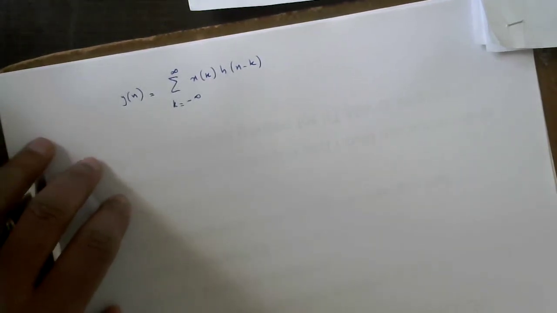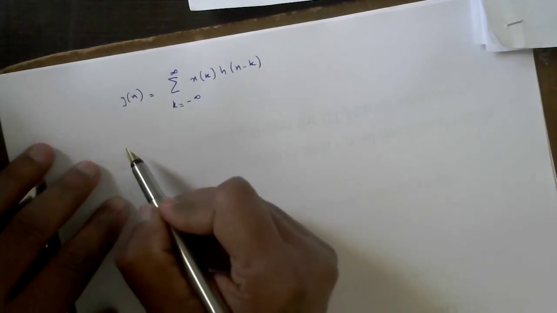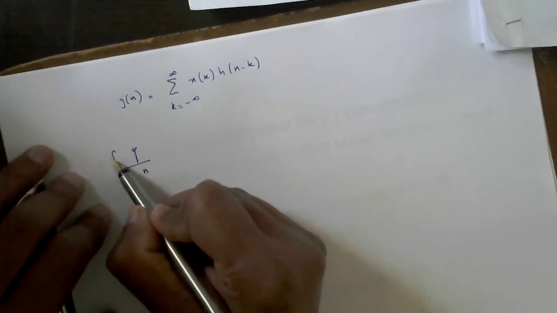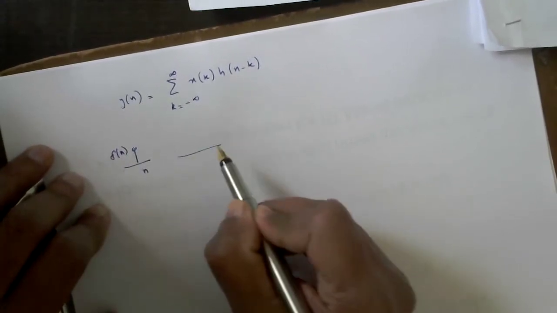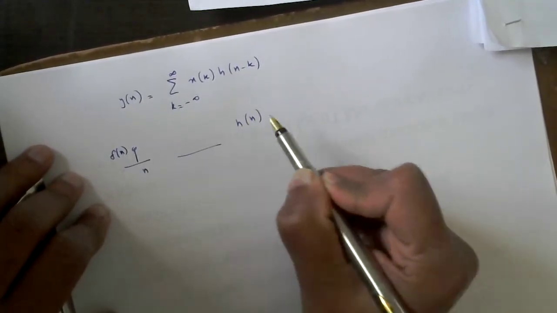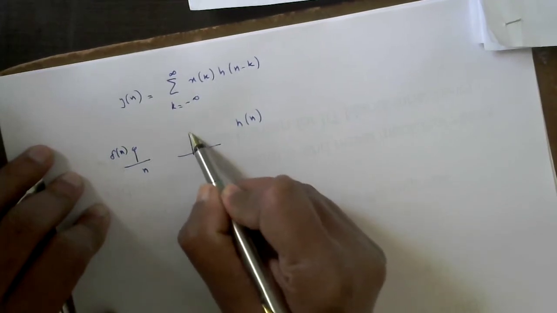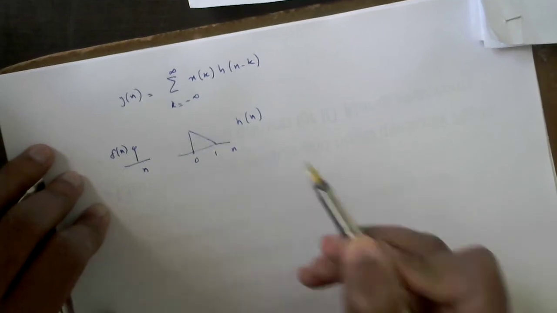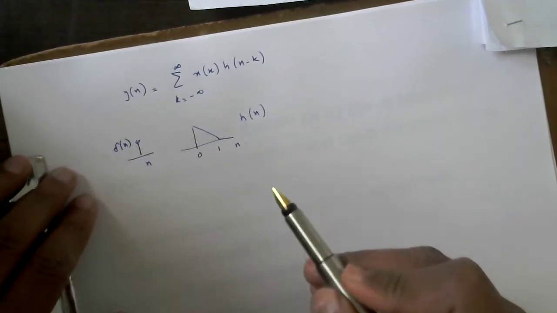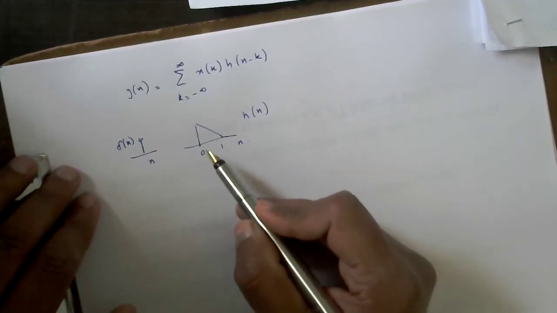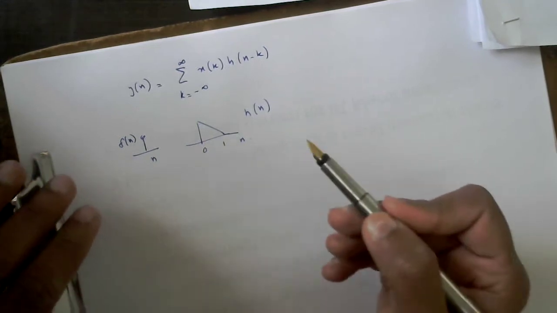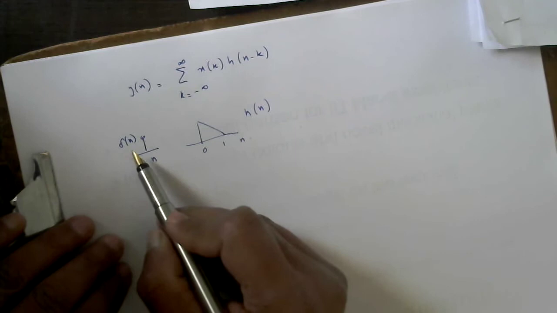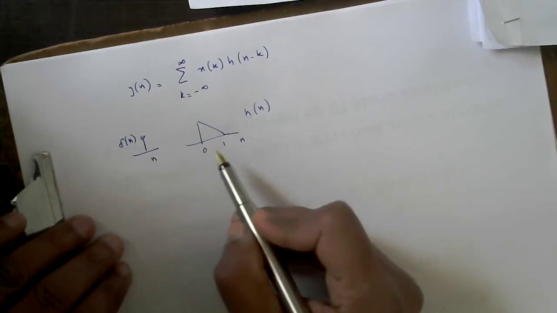So now let's say there is a delta of n, which gives me my h of n, and my h of n looks like this, for example. Again, this is a discrete time signal. I'm just drawing it as a continuous time signal just for the sake of making the drawing easier, that is all. So this is my delta of n, this is my h of n, this is my input and this is my output.